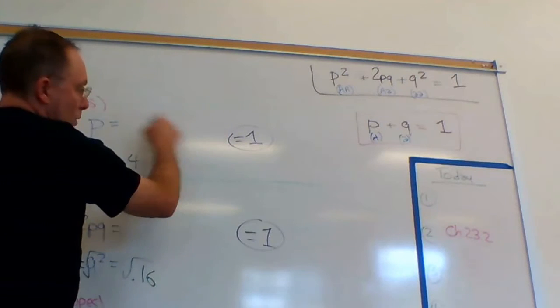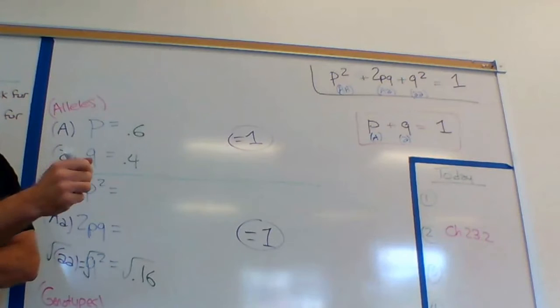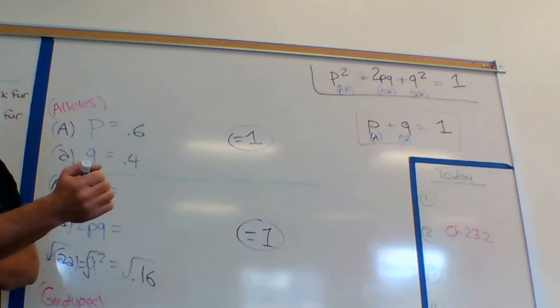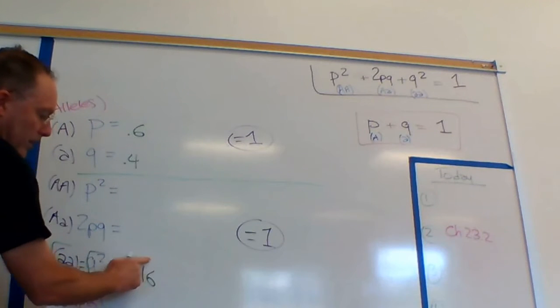Well, since this has to equal 1, what does that mean about the big A frequency in the population? 60% of the time, right? Now let's figure out what's here. We know that all this has to equal 1. I'll get rid of this.